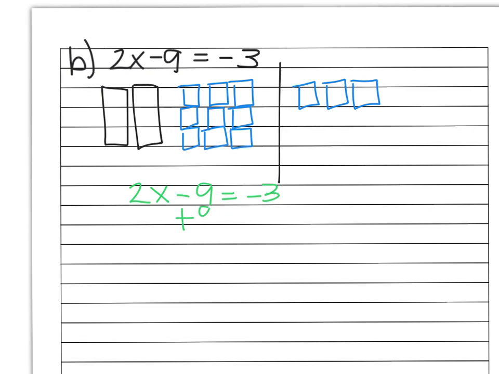We would add 9 to both sides first. I would have 2x equals 6. Divide by 2 to both sides, and x would equal 3.